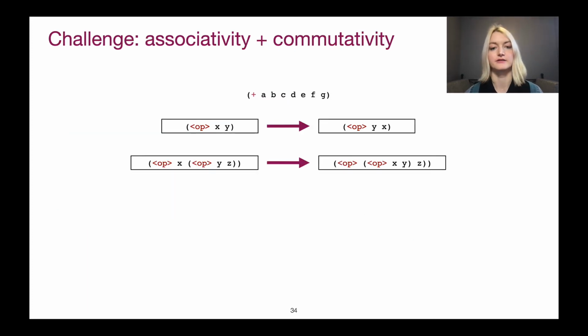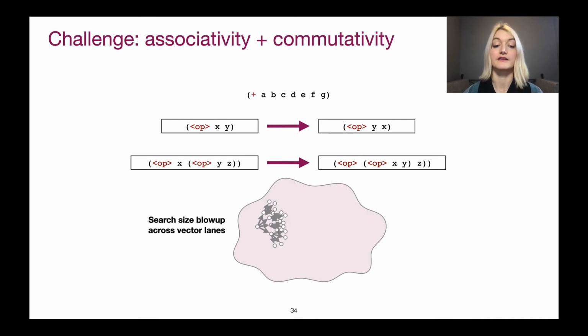Another challenge we ran into is the associativity and commutativity of operators. So if we had an addition over all of these elements, and we had rules that said that x and y could be swapped, and that the associative nesting level could be different, then we end up with a search size blowup across these different vector lanes. So we end up spending lots of time searching a small and similar part of the search space instead of getting to more interesting candidate programs.